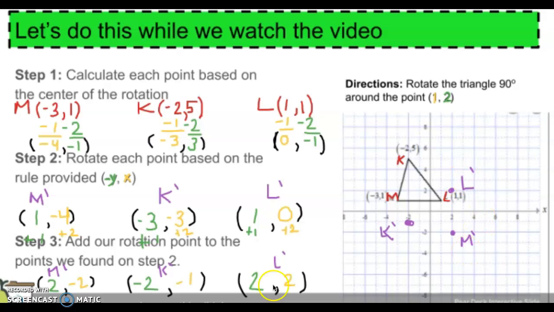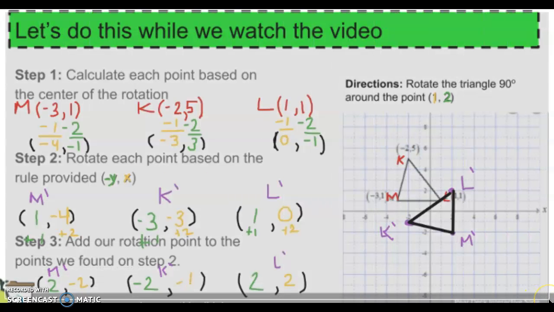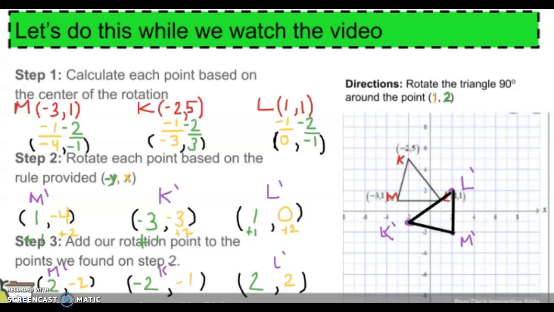The last thing I'm going to do is I'm going to connect my dots with a line. I'm going to make my line a little bit smaller. And this is my new triangle, a rotation around the point 1, 2 of 90 degrees counterclockwise. That is how we do the process, and that is how the final answer would look.